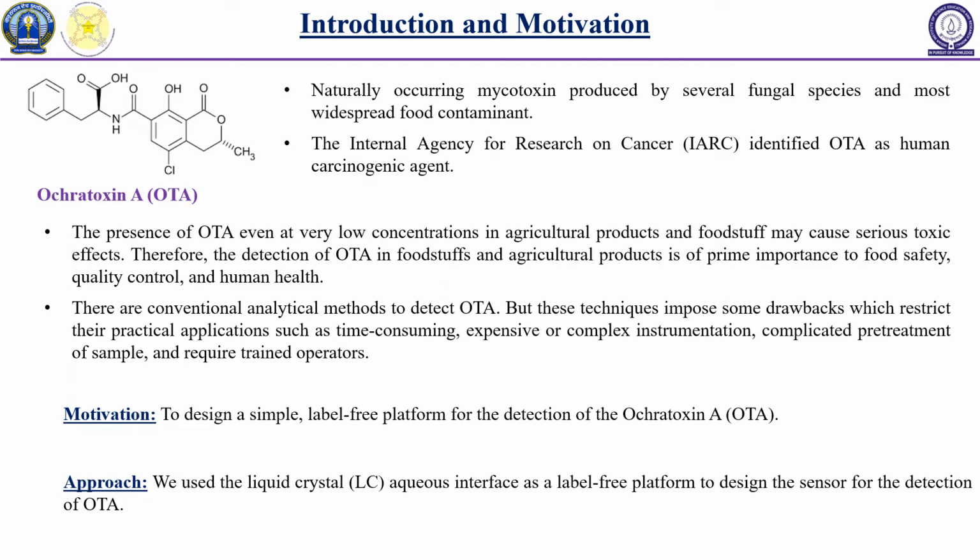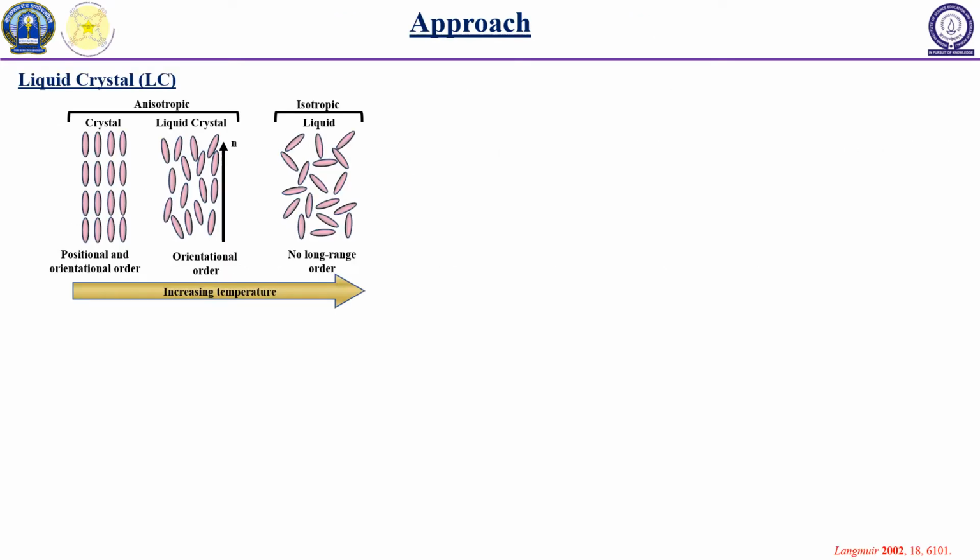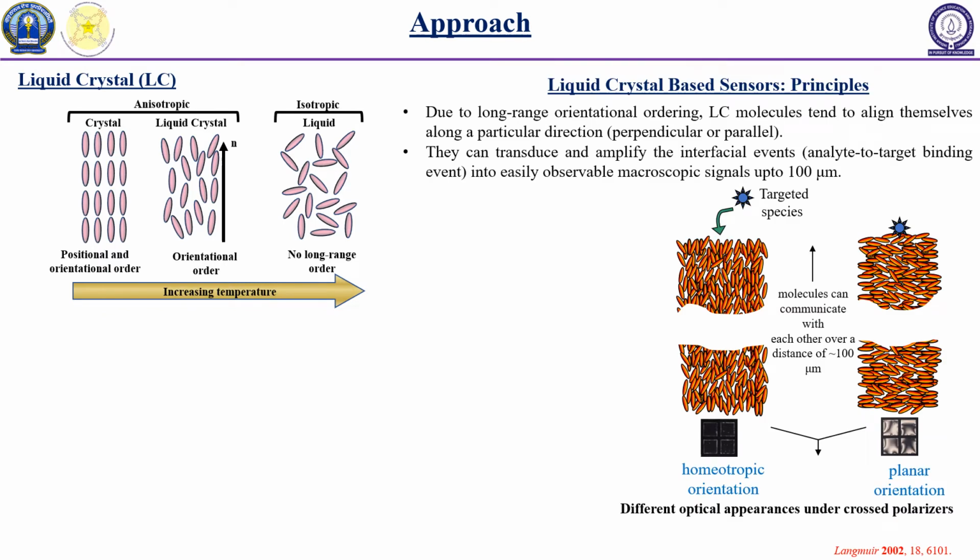For this, we use the liquid crystal aqueous interface as a label-free platform to design the sensor for the detection of OTA. Now the question arises: why did we choose liquid crystal as a platform to design the sensor, and what is a liquid crystal? Liquid crystal is an intermediate state between crystal and liquid having an orientational order. Due to this orientational order, LC molecules tend to align themselves along a particular direction, either perpendicular or parallel, which gives different optical appearances under a polarized optical microscope.